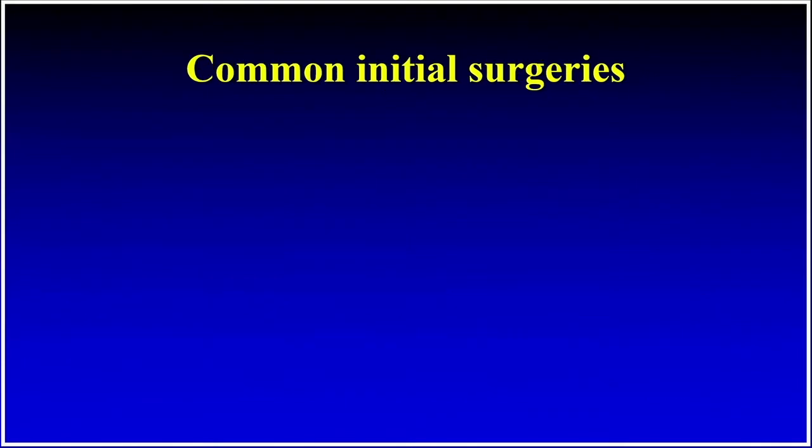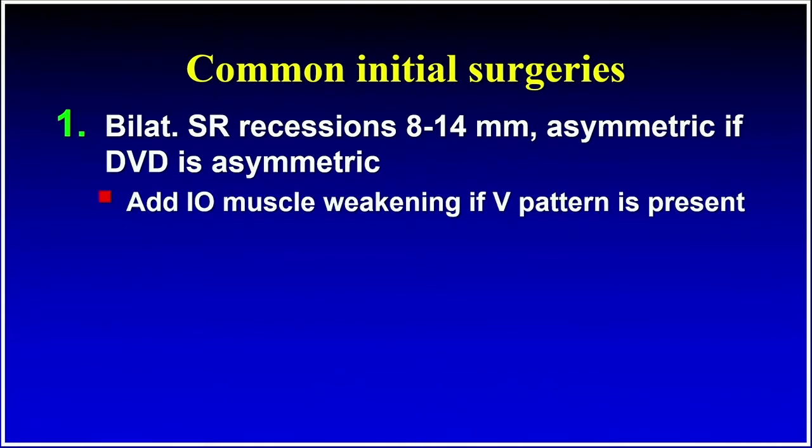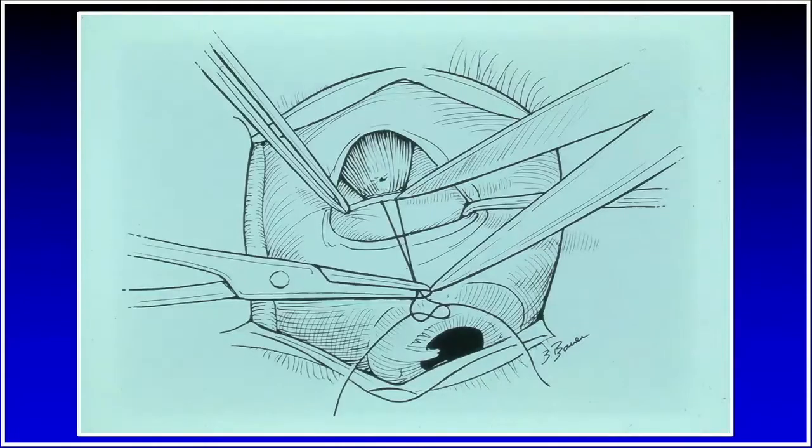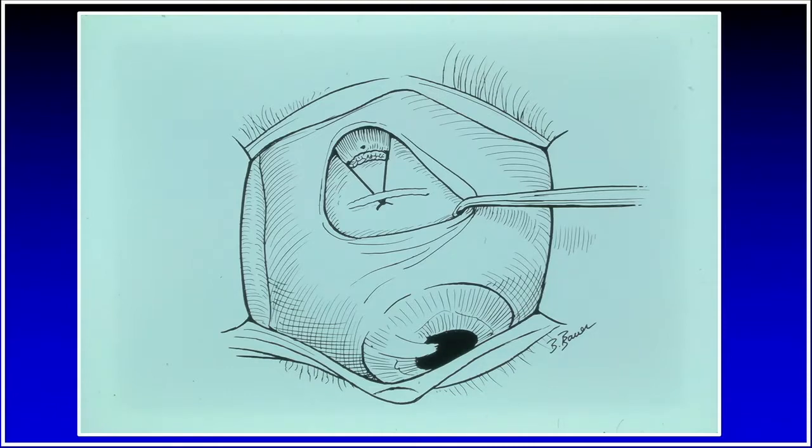What are the common initial ways that we'd use to treat DVD? First, bilateral superior rectus muscle recessions, 8 to 14 millimeters. Asymmetric if the DVD is asymmetric. We can add inferior oblique muscle weakening if there's a V pattern present, or we can add superior oblique weakening if a moderate to large A pattern is present. When making these large recessions, I like hangback techniques where you measure the amount of recession you want with the muscle pulled up against the original insertion site, and then let it hang back to wherever you wish to use it.